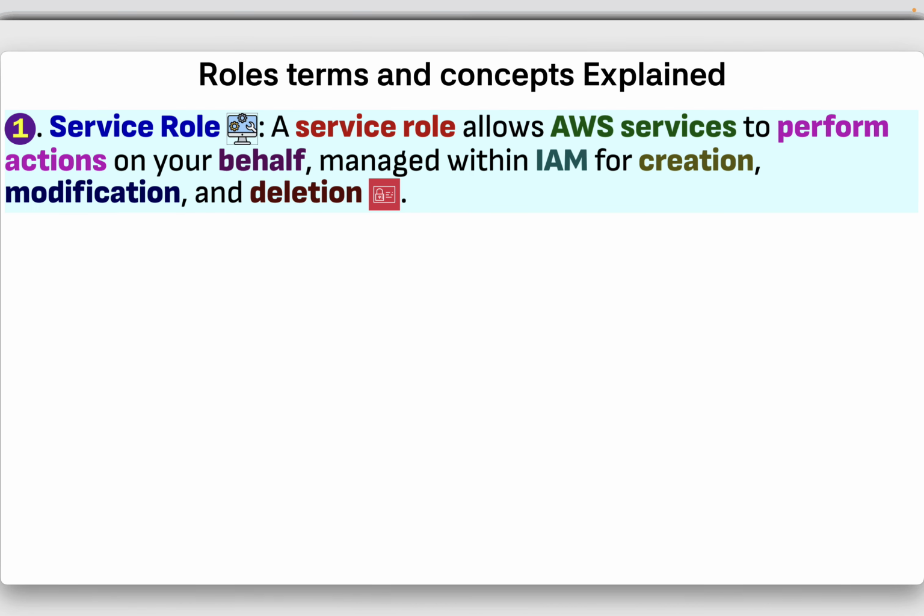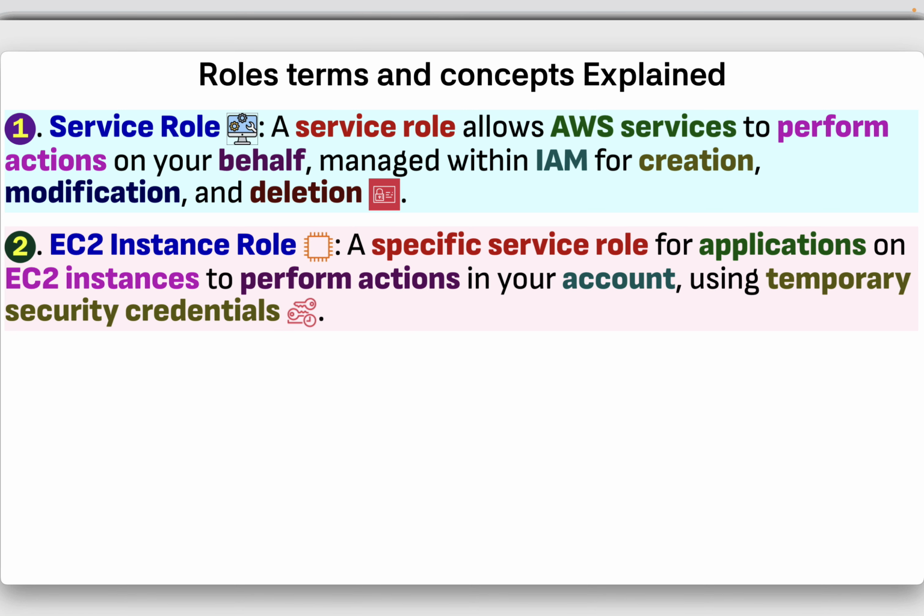First one, service role. A service role allows AWS services to perform actions on your behalf, managed within IAM for creation, modification and deletion. Second type of role is EC2 instance role, a specific service role for applications on EC2 instances to perform actions in your account using temporary security credentials.